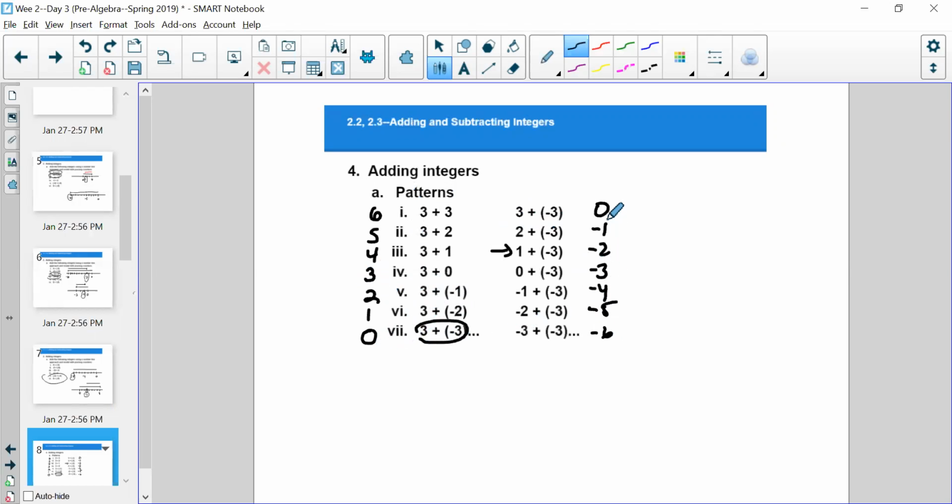And then here, on this one right here, 2 plus -3, you've got more negatives than you do positives. And so with more negatives than positives, your answer was negative. And then when they were both negative, from right here on, your answer was also negative.